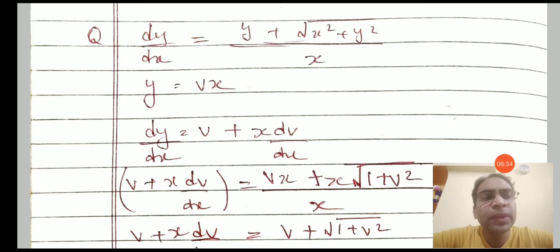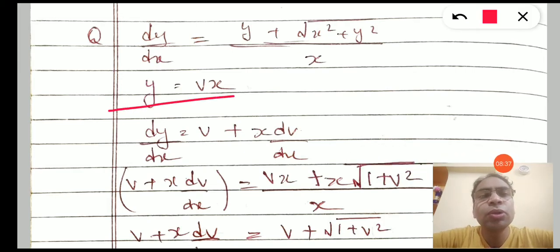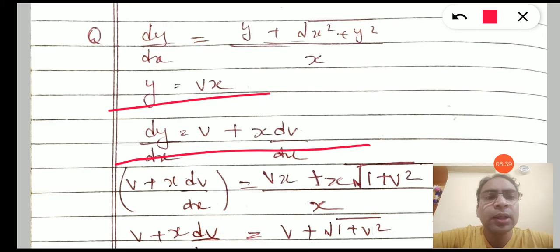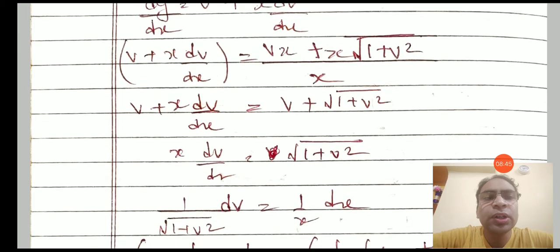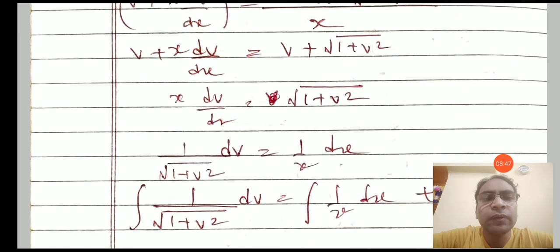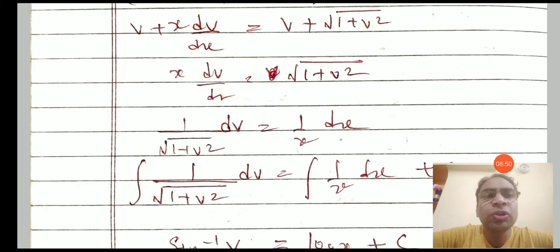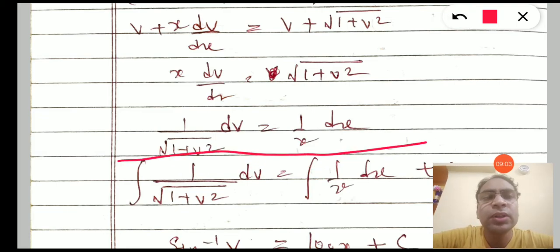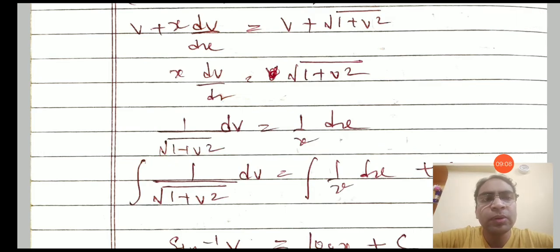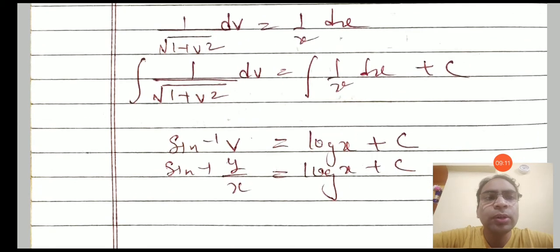This is dy by dx. Again performing the substitution, y is vx and dy by dx, and just by performing the substitution and converting the equation into the variable separable form. Once you perform the substitution, you will see that the equation can easily be converted into variable separable form. So finally we have this variable separable form, 1 upon under root 1 plus v square dv is equal to 1 upon x dx. So once it is in the variable separable form, we can perform the direct integration.